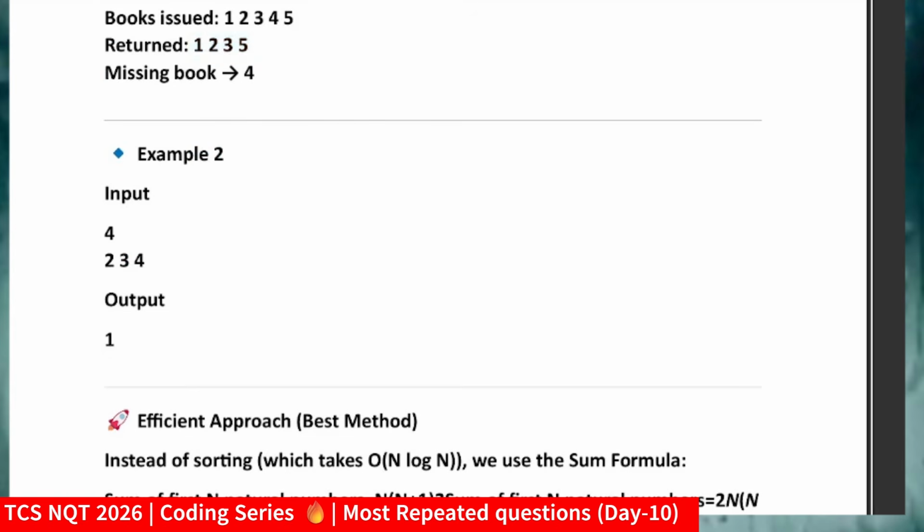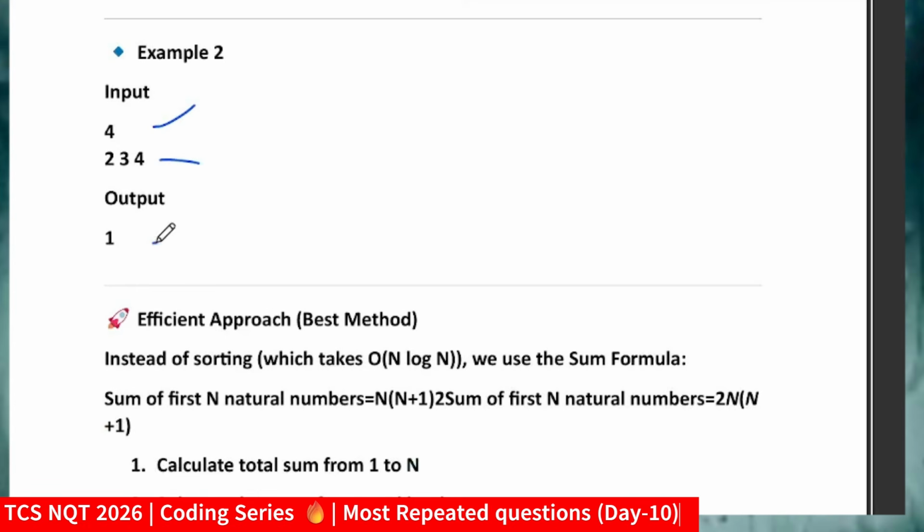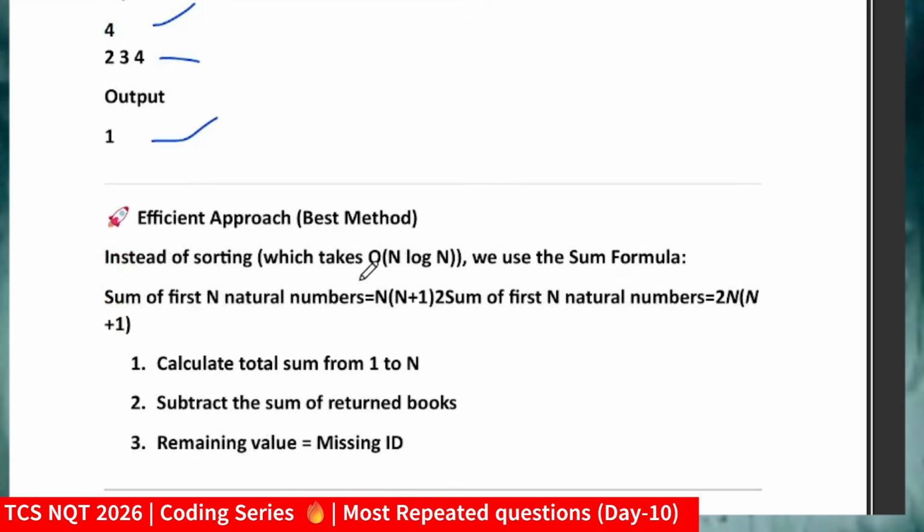You can go through example 2 the same way. Here 4 books were issued, and these are the returned books. What will be missing? 1 is missing. So what is the efficient and best approach you can apply? Instead of sorting, which takes O(n log n), we can use the sum formula.